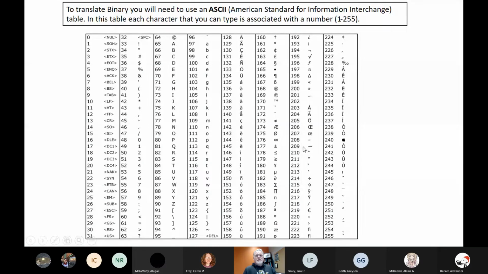A minute ago I mentioned an ASCII table. That stands for American Standard Code for Information Interchange. No need to remember that. That will not be a question.